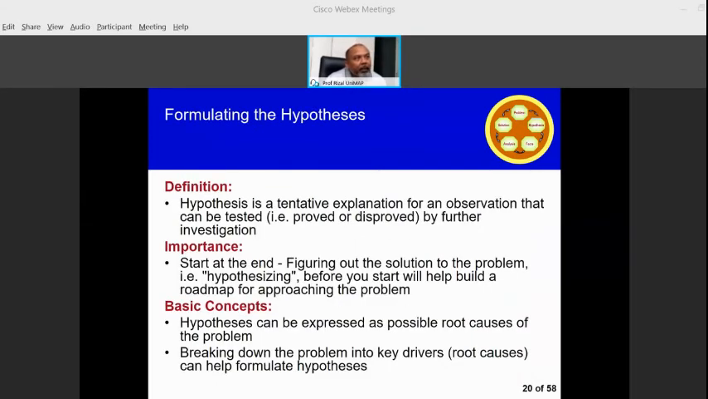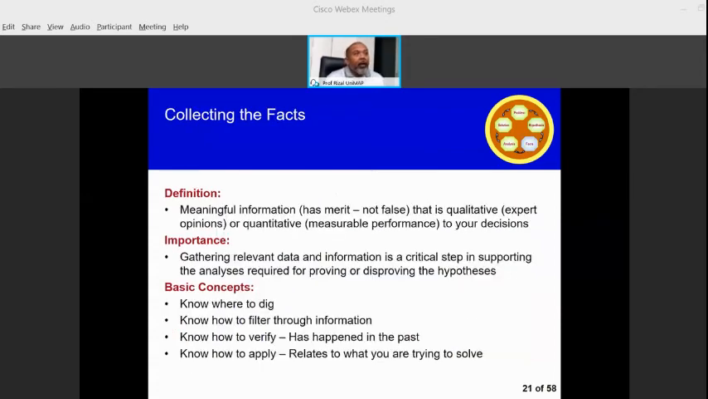Of course, the second is to formulate the hypothesis. As I said, the hypothesis is a tentative explanation of an observation, or a temporary or probable solution to a problem. The hypothesis can also be, for example, from the perspective of the root causes of the problem, where we want to break down the problem into key drivers, or what we call the root causes.